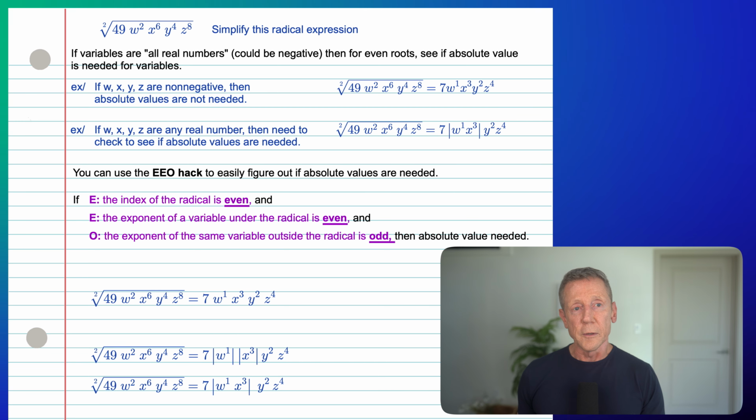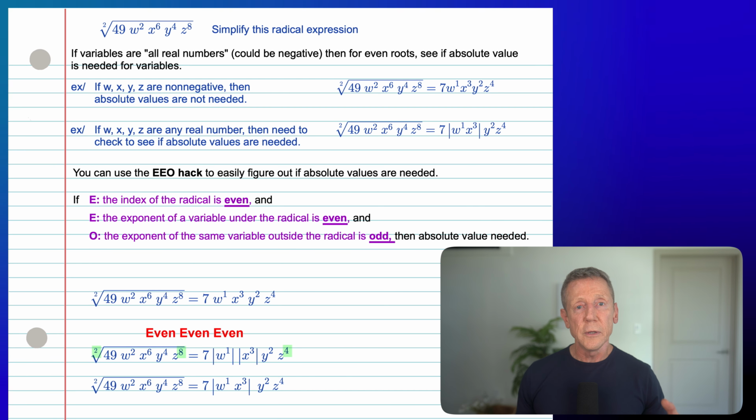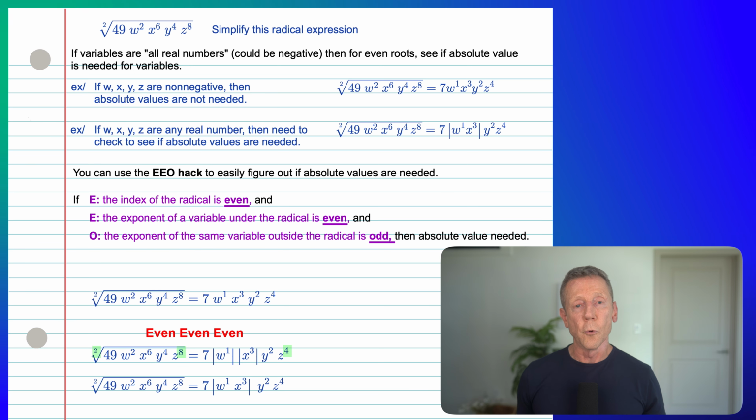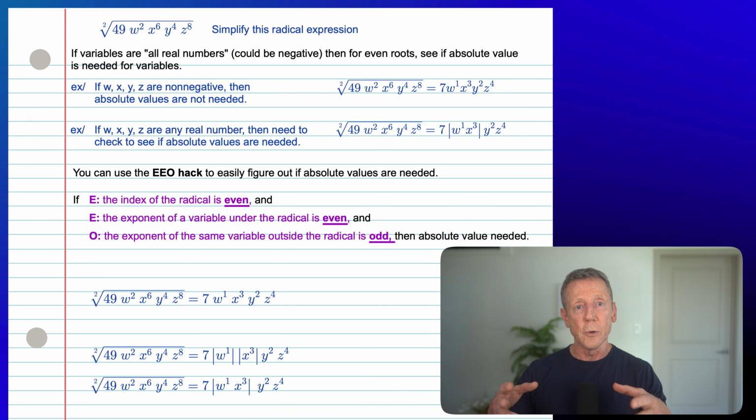Next, let's look at the z. So again, even index, z to the 8th, 8 is even, and then we have z to the 4th, 4 is even as well. So we have even, even, even. So z to the 4th does not need absolute values. The final step is I will clean things up and I will put the absolute value items together.